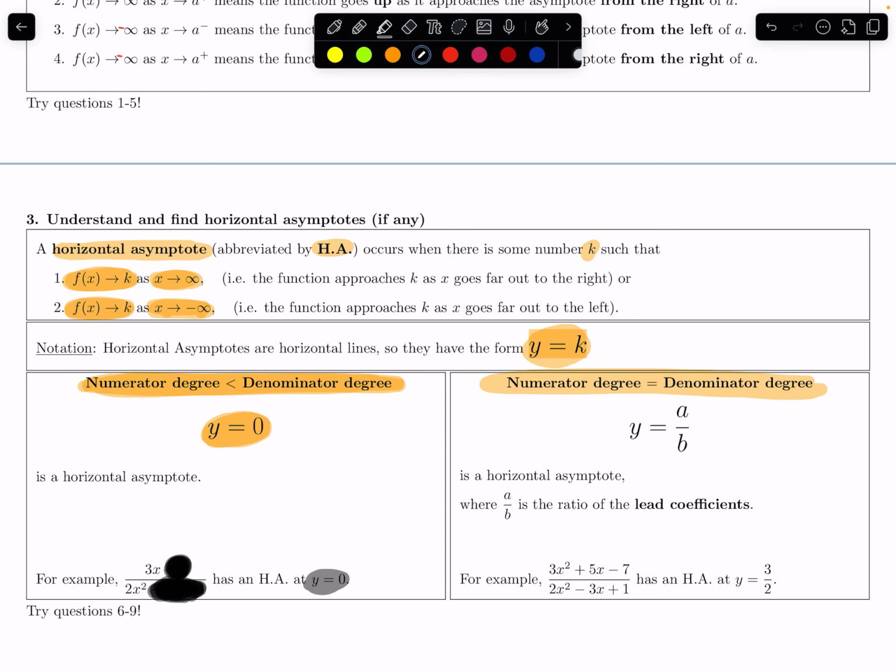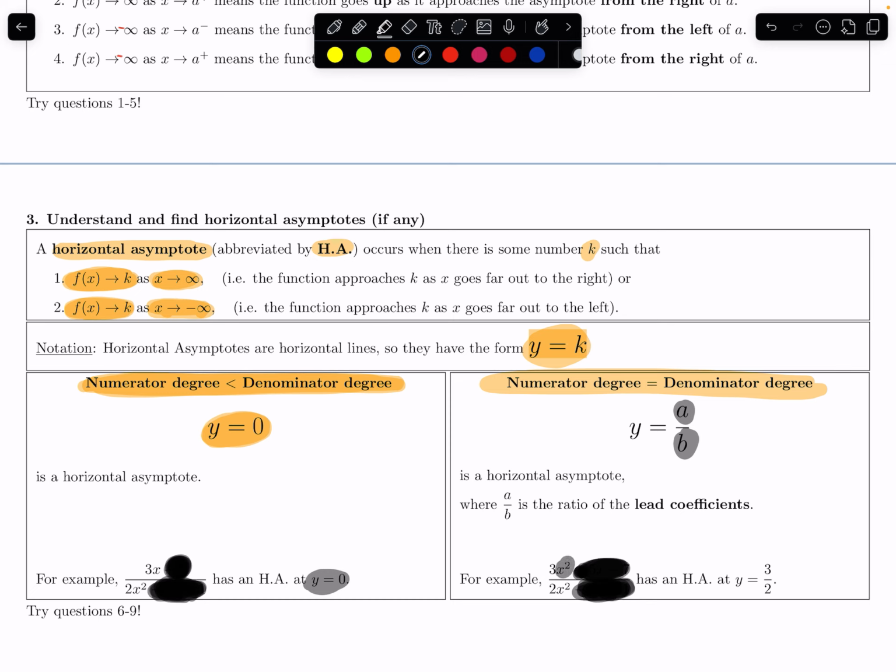Now let's look at when the numerator and denominator have the same degree. Well, in that case, you just focus on the leading coefficients, a over b, and that's going to be your asymptote. So here's the example. 3x squared plus 5x minus 7 over 2x squared minus 3x plus 1. This looks kind of similar to the other one, but this time the first term is squared. The other terms don't matter as x gets really, really large, either negative or positive, because the x squared term is the most powerful term. So they essentially disappear, leaving you with essentially 3x squared over 2x squared.